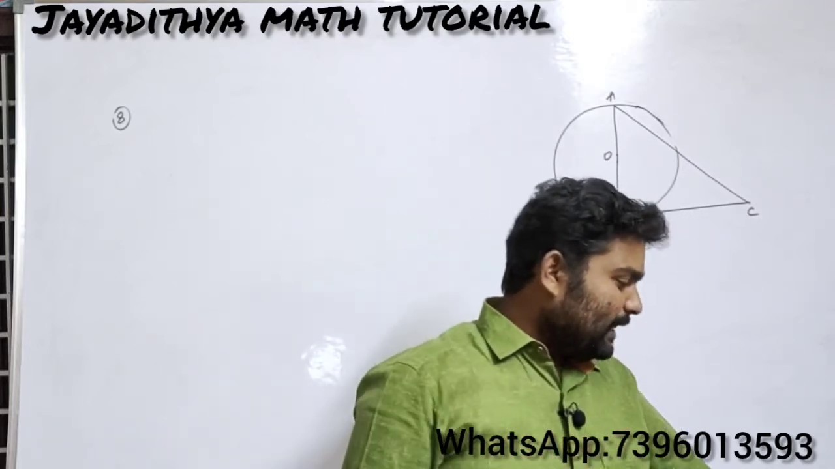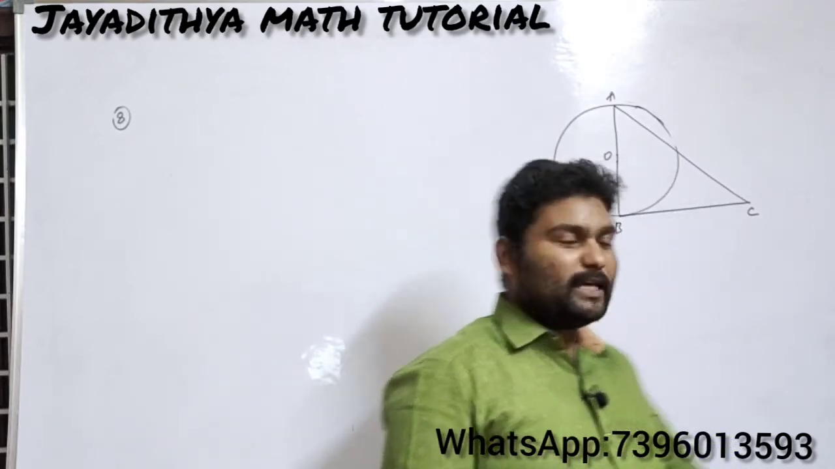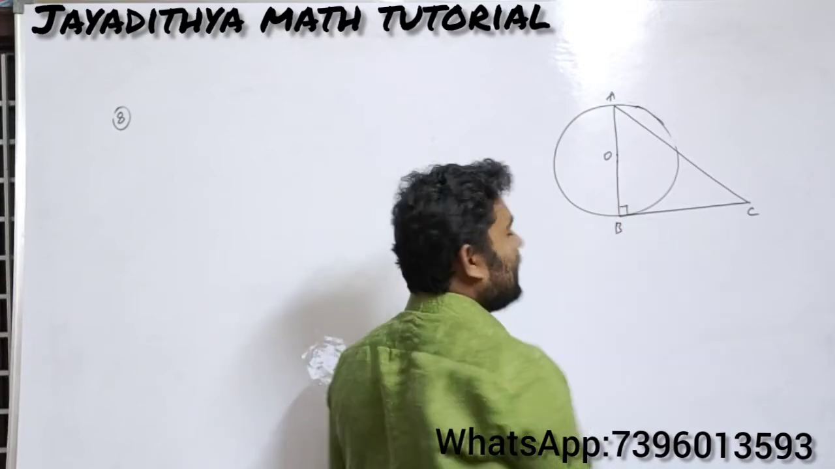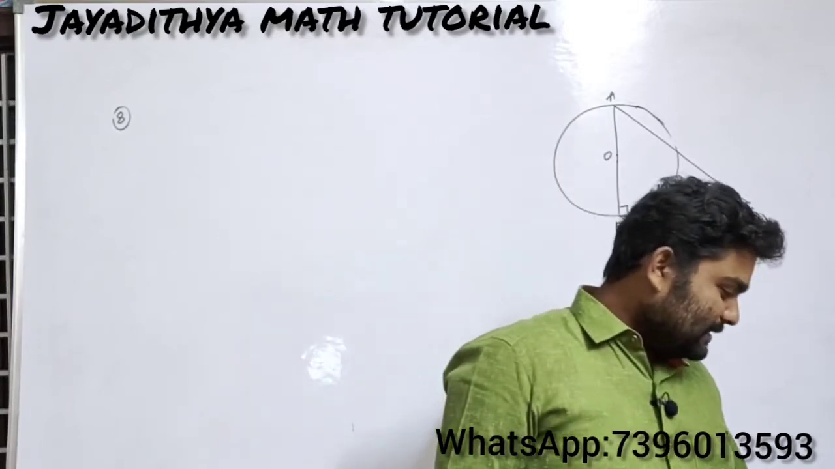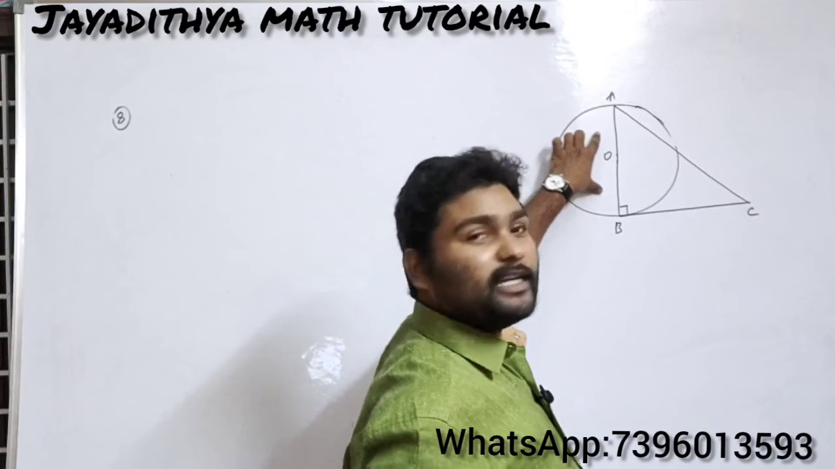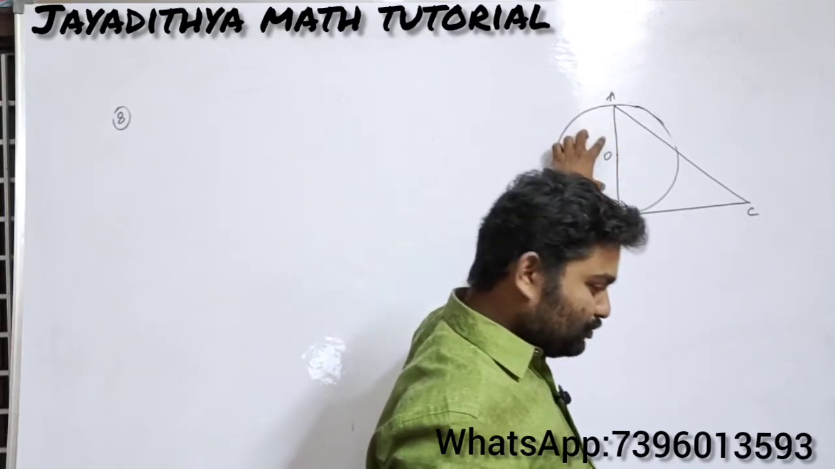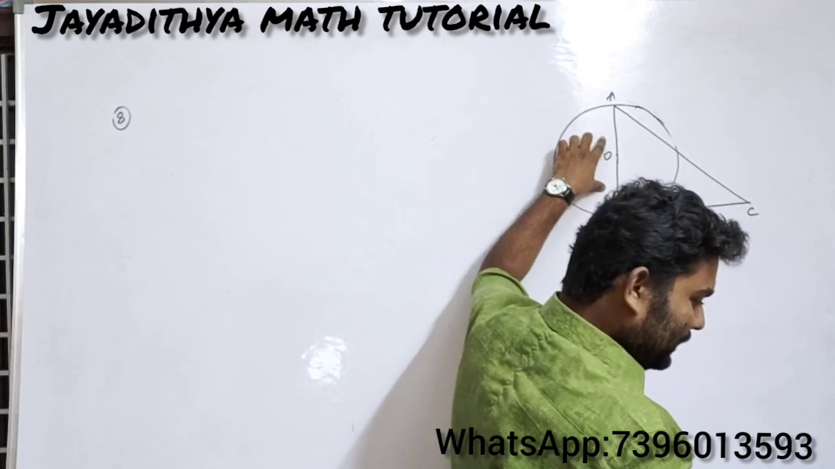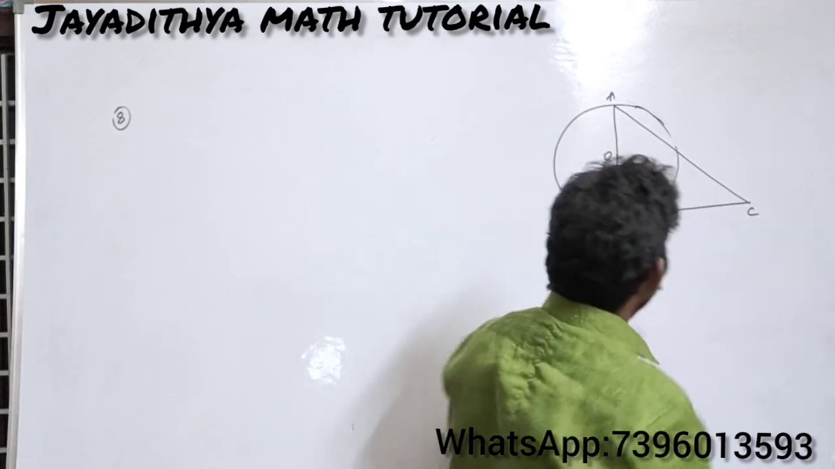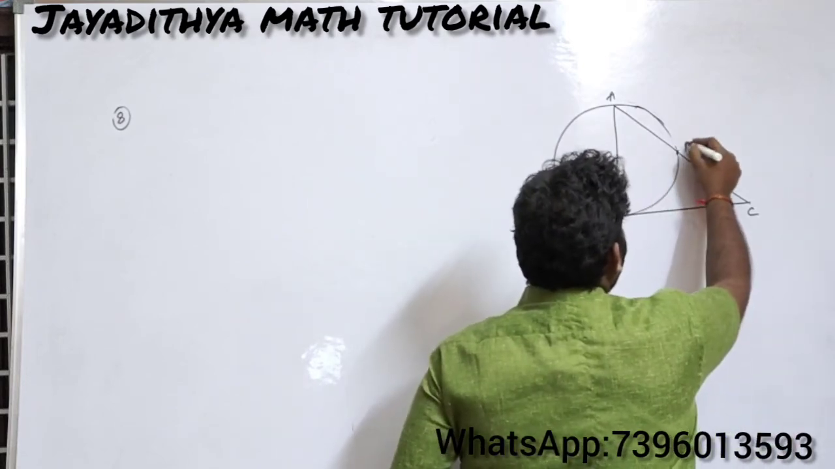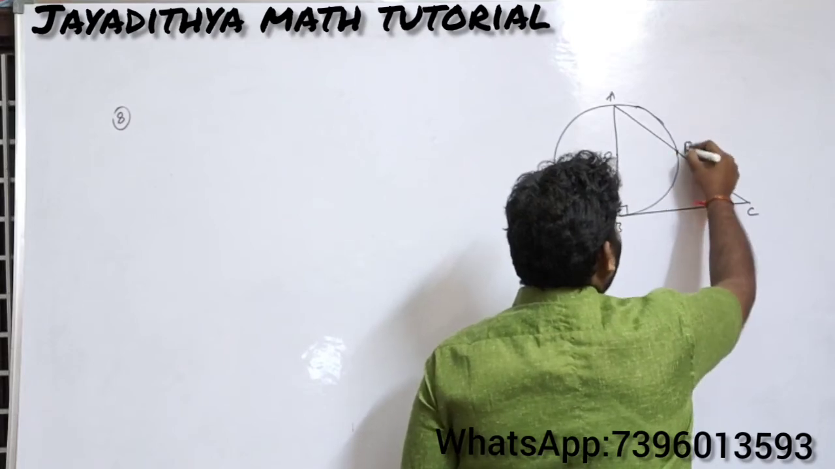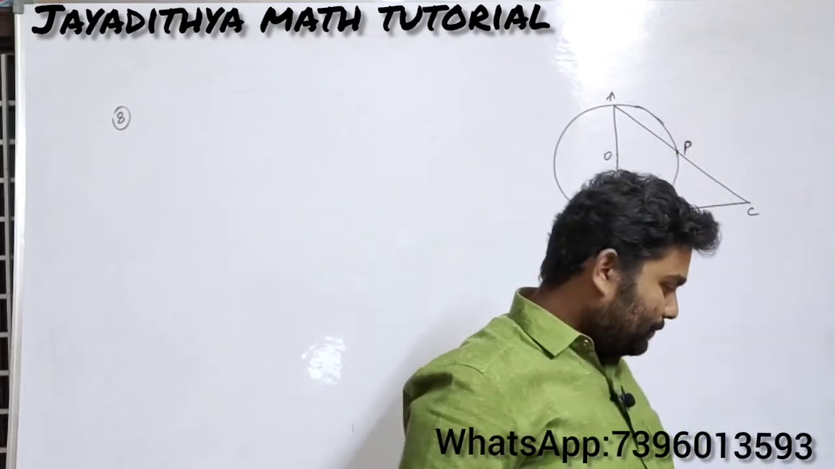Once again you listen here. In a right triangle ABC, that means the angle here is 90 degrees, a circle with the diameter AB is drawn to intersect the hypotenuse AC at P. So the point of intersection is P here.